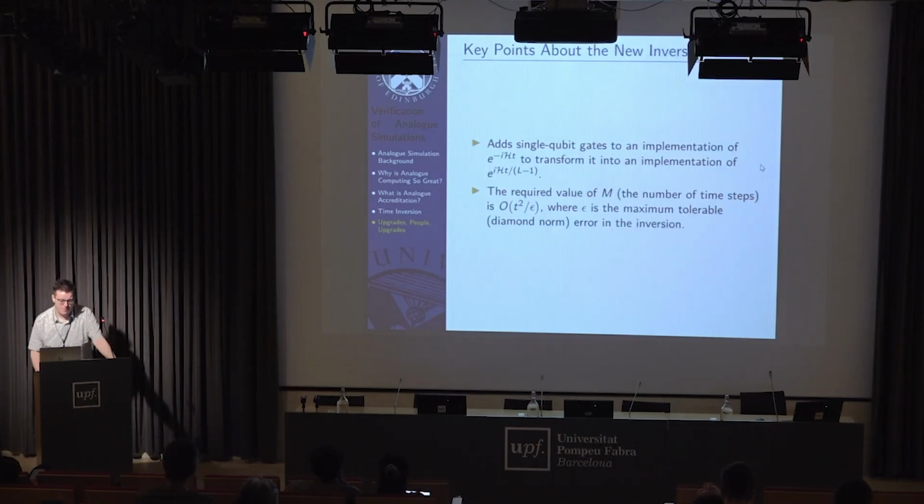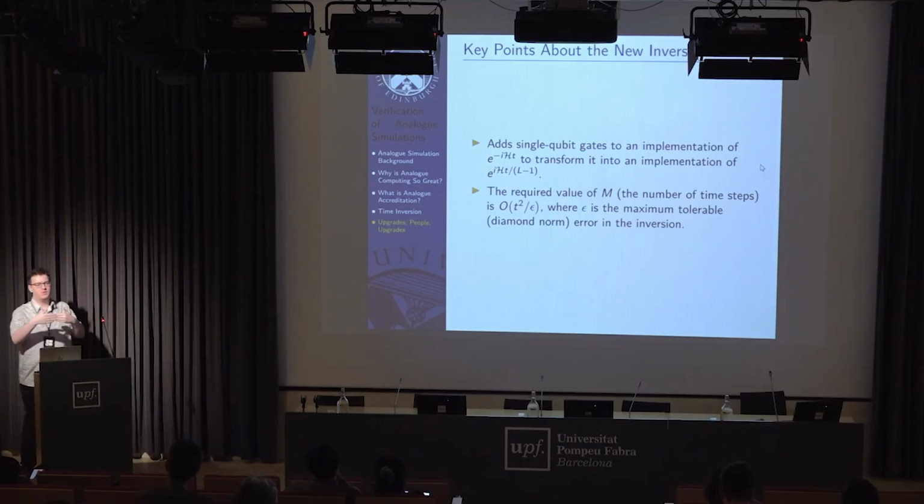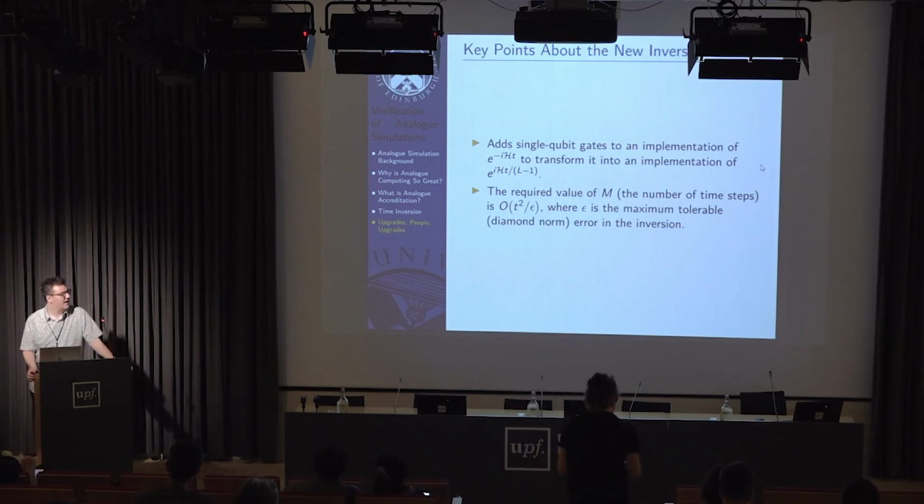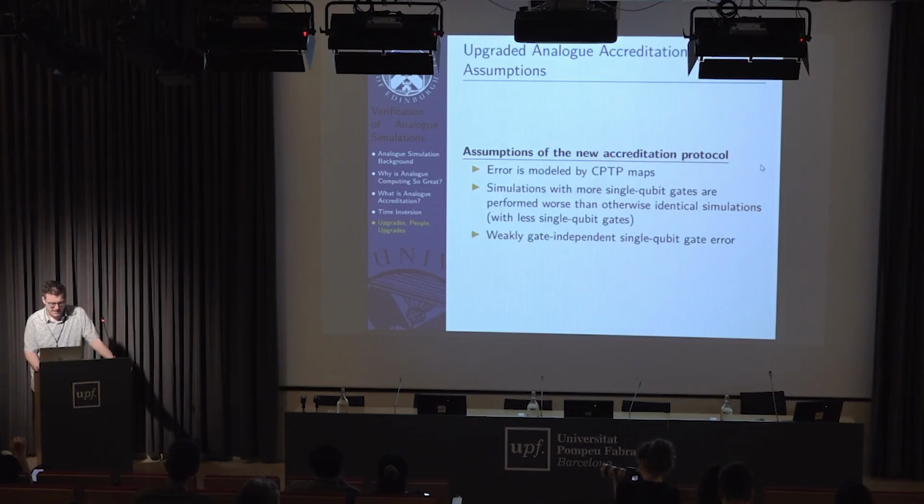Okay, so the key point about the new inversion is that it, again, adds single qubit gates to an implementation of the time evolution to transform it. The required value of m, which is the number of time steps you need to break the time evolution into, scales quadratically in the time of your time evolution and inversely proportionally to the maximum tolerable diamond norm error in the inversion. And it's maybe worth talking about what this enables us to do.